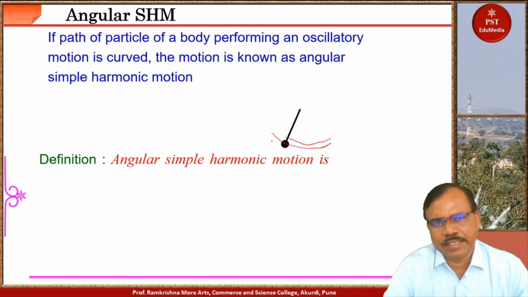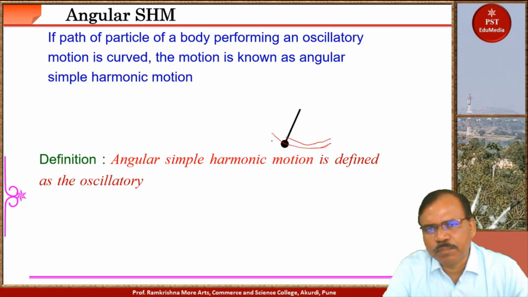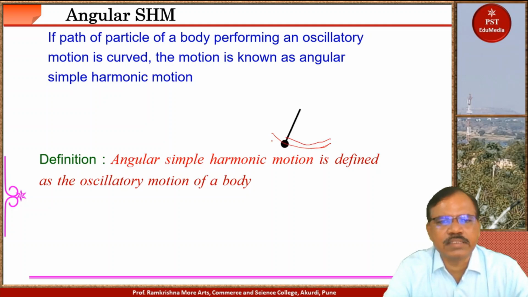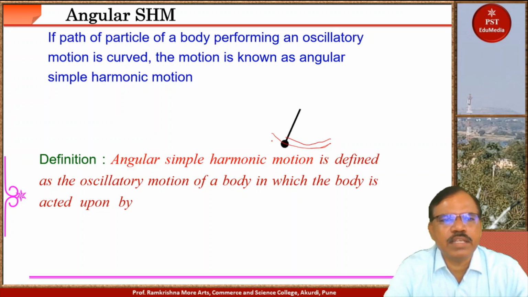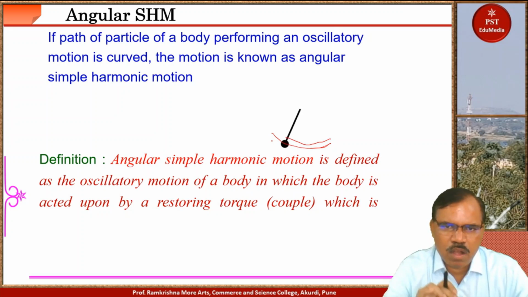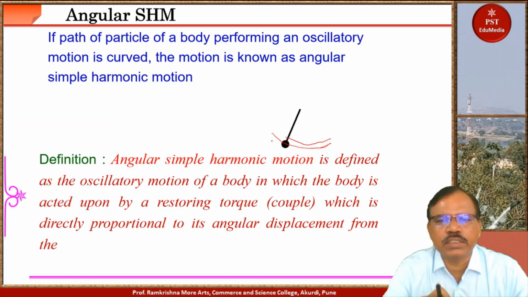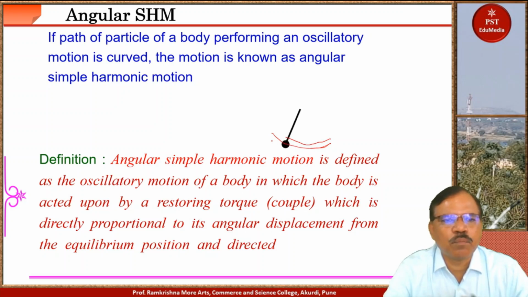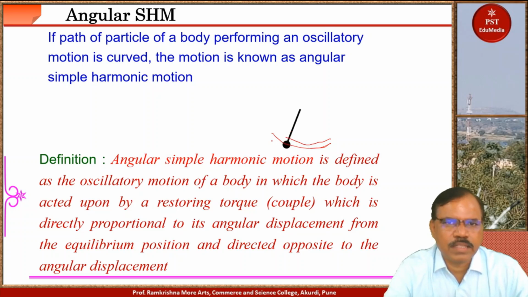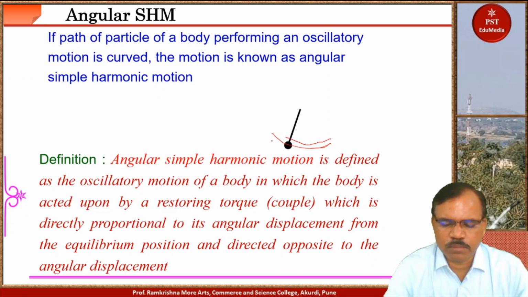So we define angular simple harmonic motion as the oscillatory motion of a body in which the body is acted upon by a restoring torque, or called couple, which is directly proportional to its angular displacement from the equilibrium position and directed opposite to the angular displacement. That is called angular simple harmonic motion.